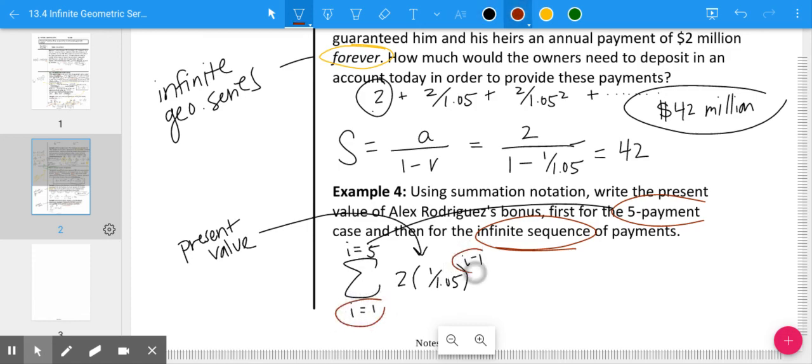If you wanted to make this be I, then you could start it at I equals 0 and end at I equals 4. And just check this and make sure that this generates each of those terms in there for you, and it should. If I change this to the infinite version, the only thing you do that's different is you change this top to infinity instead of 5. That is it. Everything else on here is exactly the same.